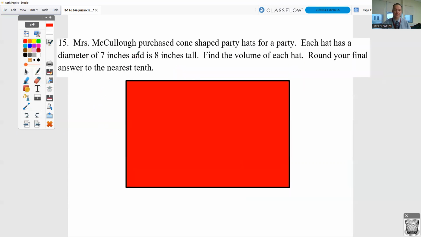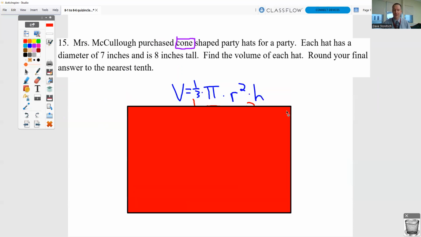In question number 15, Mrs. McCullough purchased cone-shaped party hats. So we're dealing with a cone. We want to use the cone formula. Now, be careful, trying to trick you here. They give you the diameter, not the radius.